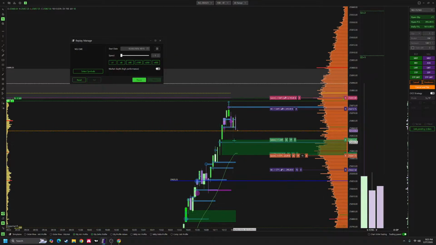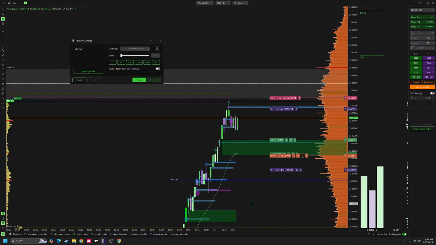But technically, do I understand that these effort zones are valid until they get broken or disabled? They automatically will invalidate themselves.